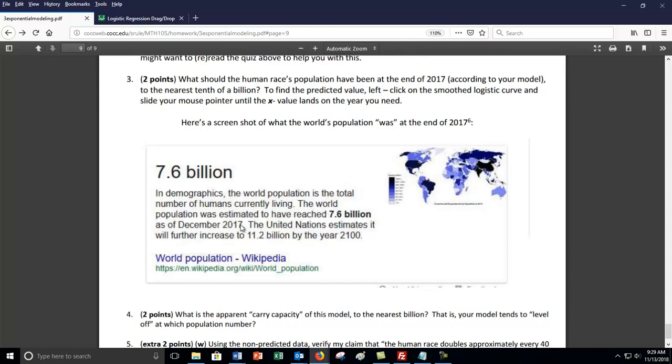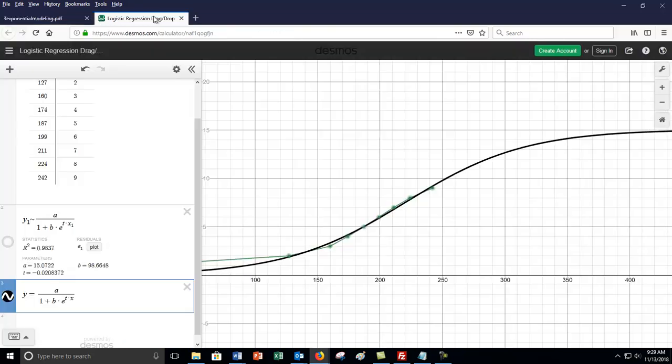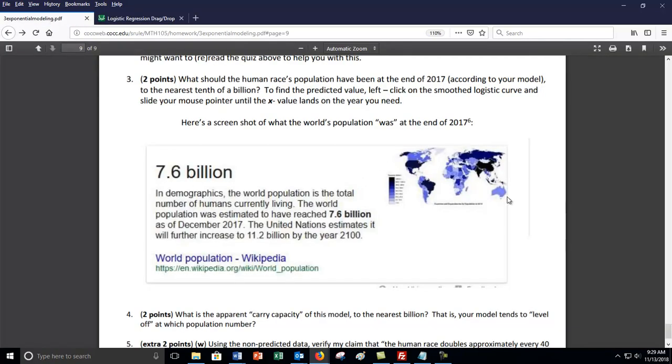Okay, the United Nations estimates it will further increase to 11.2 billion by the year 2100, which would be out here at 300. Let's take a look and see if they're using the same model we are. They must be using a slightly different model because we've got about 1.5 billion more people than that. But that's okay. I mean, these are all models. They're not perfect. Don't let that belief that just because you have a model you have a perfect answer.